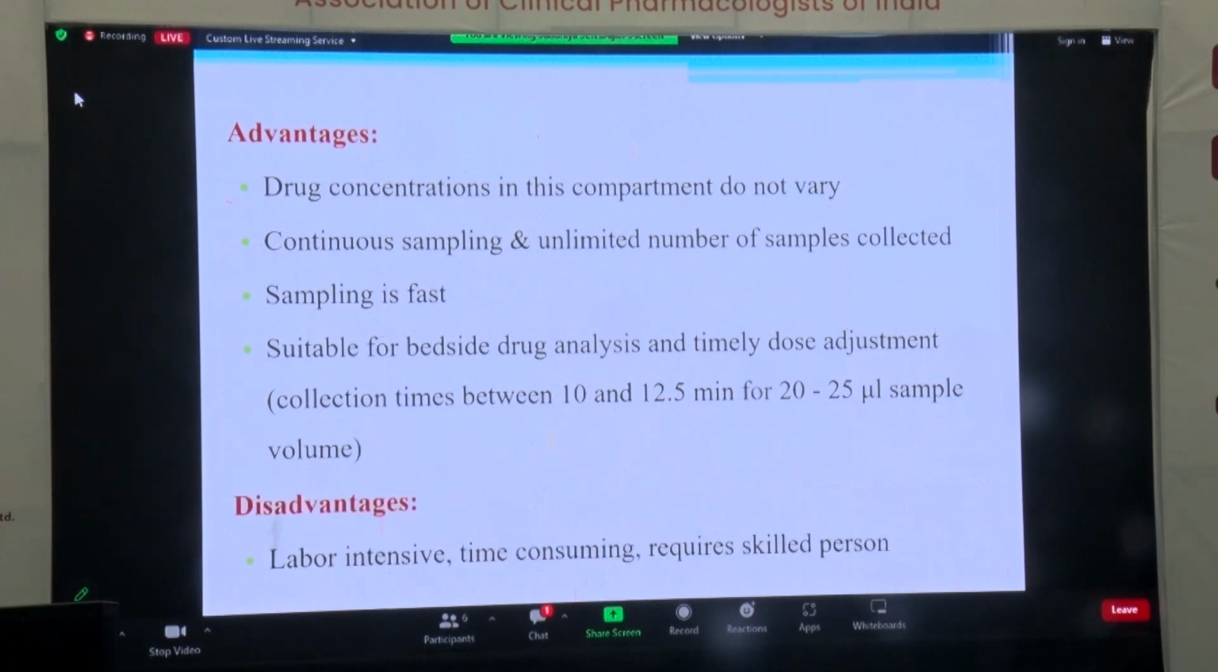But the disadvantages are it is a very intensive process and time consuming. A skilled person has to be dedicatedly present in the scenario to measure the drug level at frequent intervals.